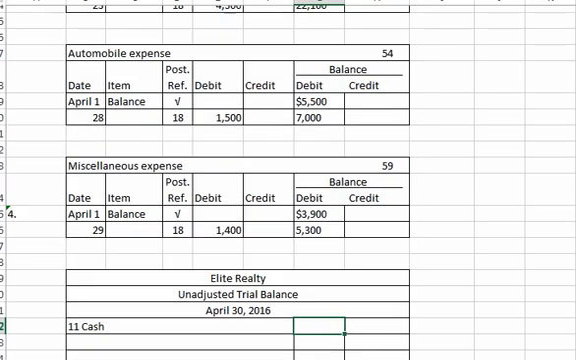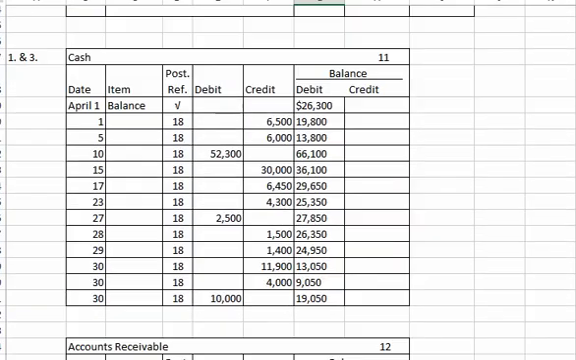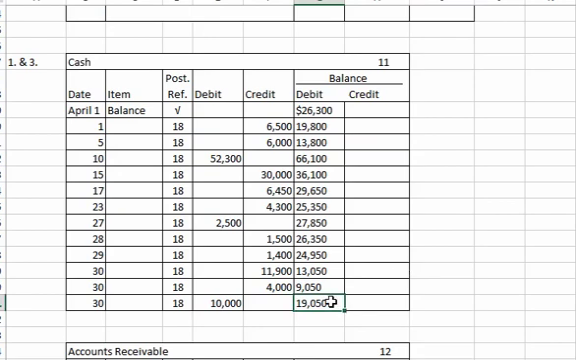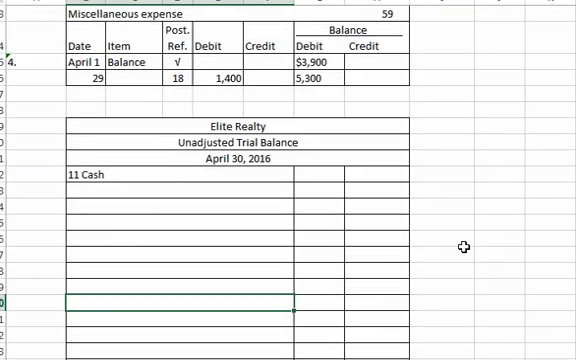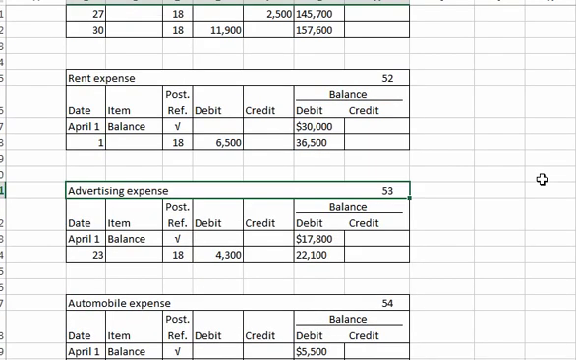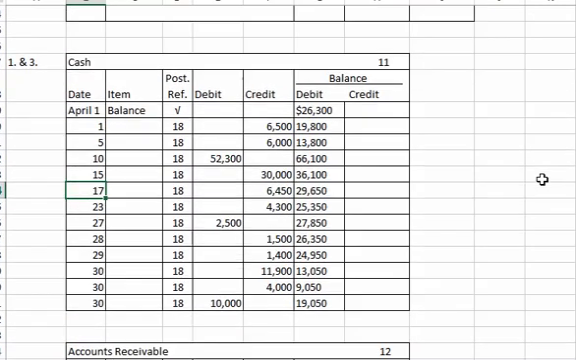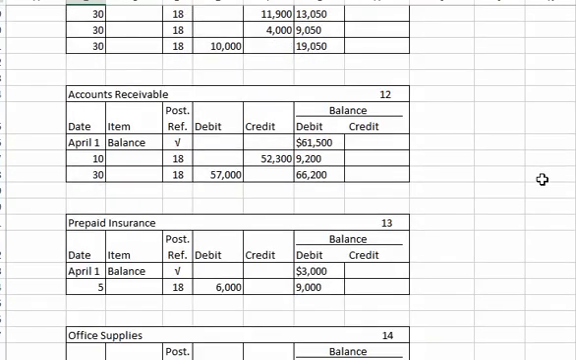Let's go up to our cash account in the ledger. The ending cash balance was a debit of $19,050. So that's what we want to enter. Debit balance $19,050. Okay, our next account is accounts receivable. We'll pick up its ending ledger balance. $66,200 debit balance.